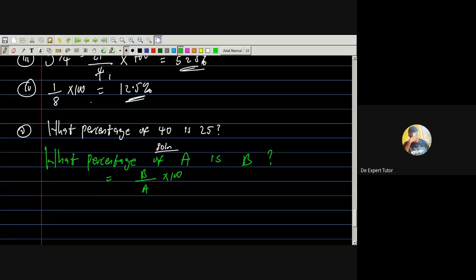So similarly, let me use that question to solve it. Now pay attention. Assume this is your A and this is your B. So how do I solve the question? My answer will be B/A, that's 25/40, then times 100. So 0 cancels 0. 2 here to 2 here, 5. So I have 25 times 5, then divided by 2. That will give me 62.5%.